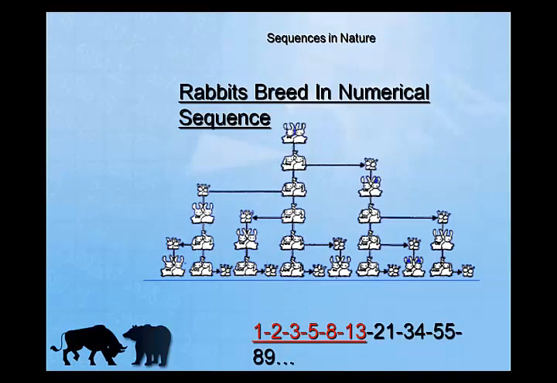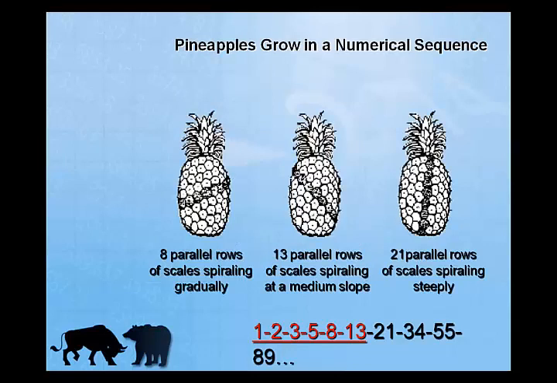And Fibonacci discovered that this sequence occurs in nature. For example, rabbits reproduce in this sequence. It starts with 1 pair of rabbits, then it goes to 2 pairs, then it jumps to 3 pairs of rabbits, then it jumps to 5 pairs of rabbits, then it goes to 8 pairs of rabbits. So they reproduce in this Fibonacci numerical sequence. Pineapples also grow in this numerical sequence. Look, it has 8 rows spiraling by 13 rows by 21 rows, which are numbers in the Fibonacci sequence: 8, 13, and 21.